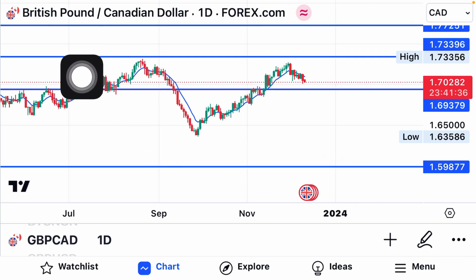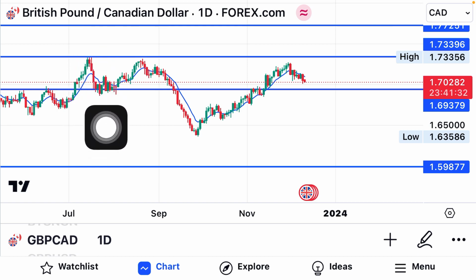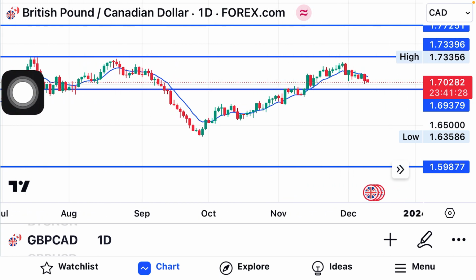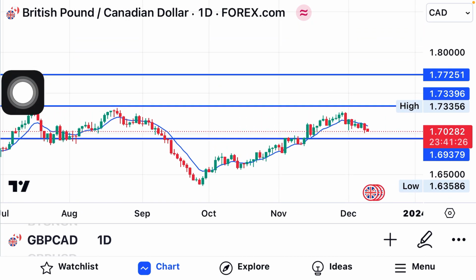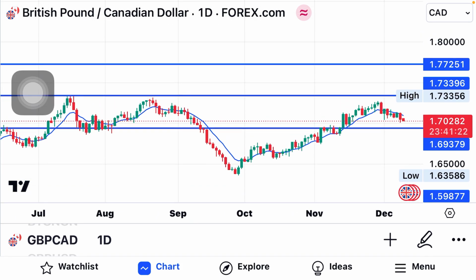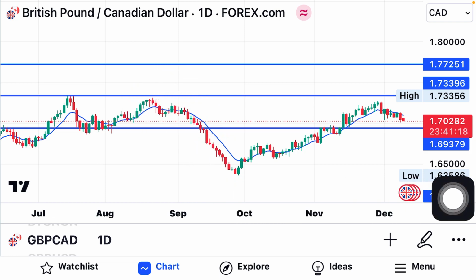Look at the zone that was respected and rejected by buyers, and then they gave a discount. And now another zone here. Let me bring this in so that you can see what I'm saying very well. Now another discount was given here, right?